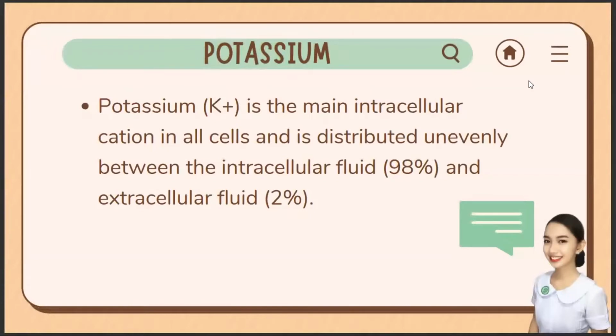First, what is potassium? Potassium is the main intracellular cation in all cells and is distributed unevenly between the intracellular fluid, which is the inside, 98%, and the extracellular fluid, the outside. Potassium is an essential ion involved in neuromuscular excitability, so low levels could cause muscle weakness, paralysis, cardiac arrhythmias, or even death.